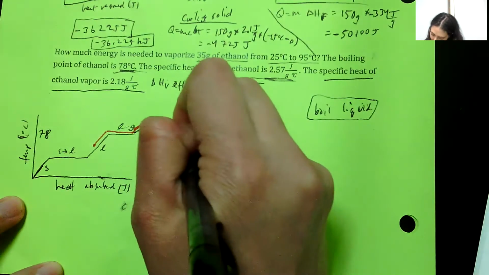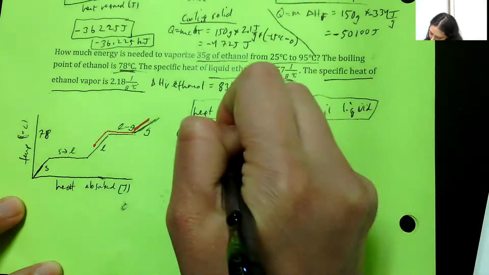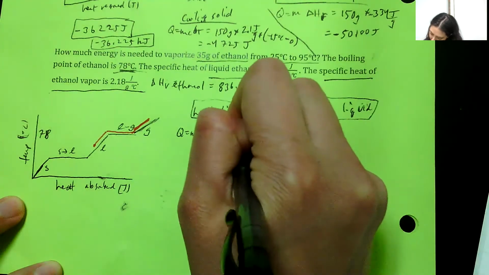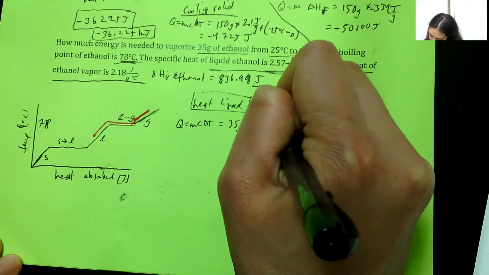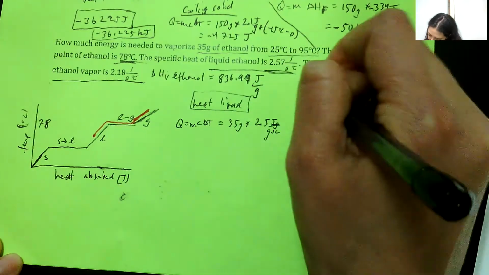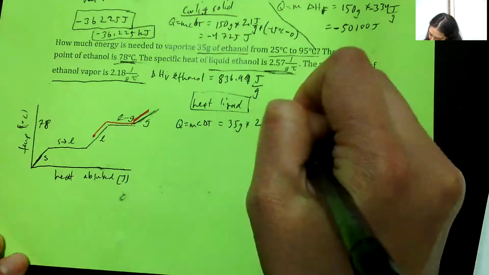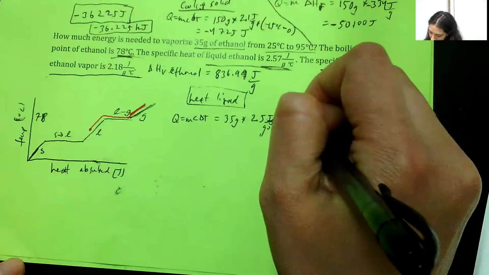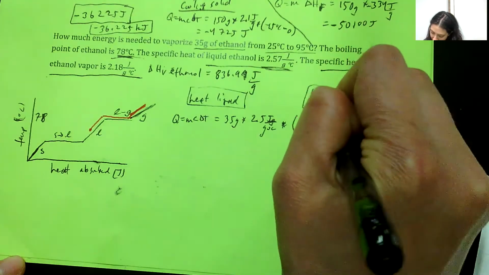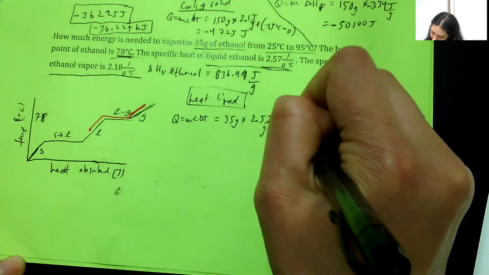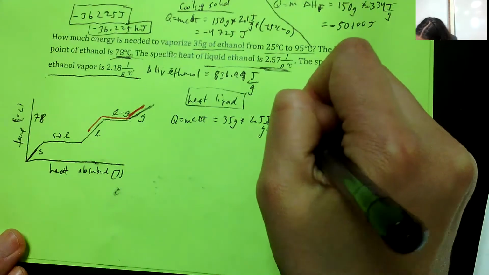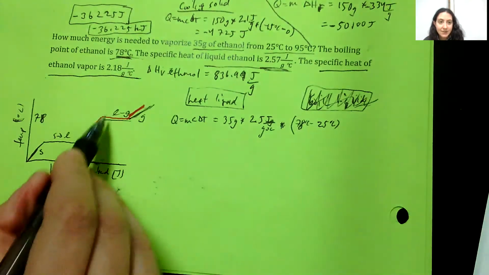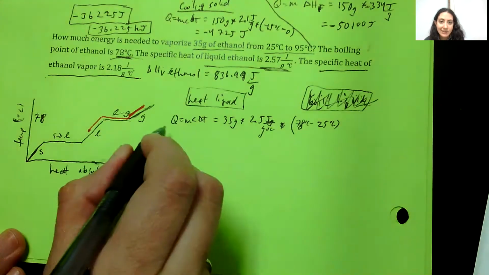Anyway, heating liquid is Q equals mc delta T. We need our mass, which is 35 grams. We need our specific heat of liquid ethanol, which is 2.57 joules per gram degree Celsius. Times our temperature change. We are starting off at 25 degrees Celsius, but our final has to be 78 degrees Celsius, because that's how much we need to heat it up to get it to the point where it will start to boil. So this first step right here corresponds to that.